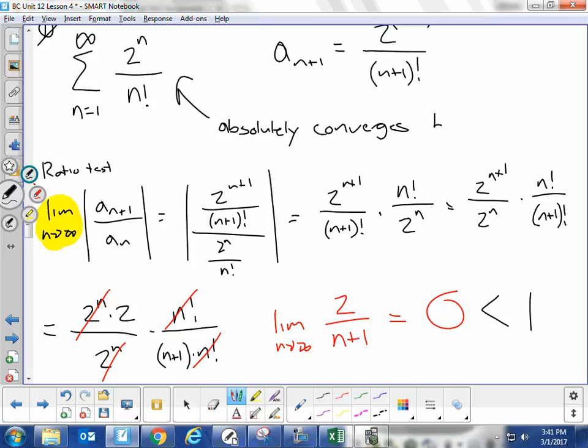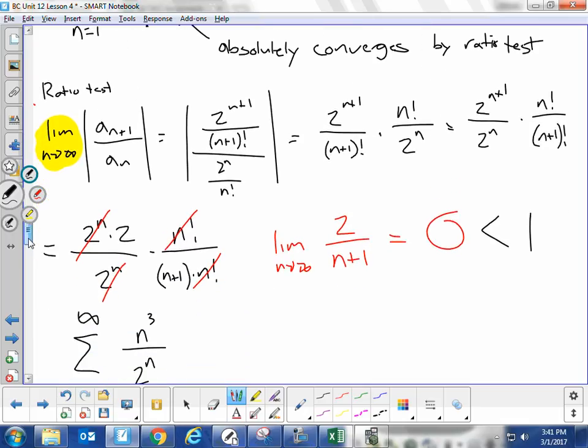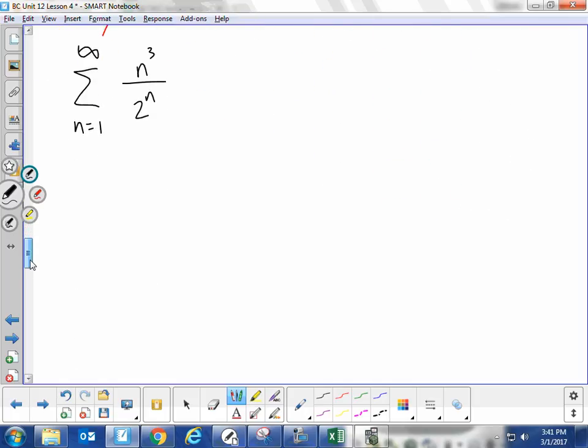by the ratio test. Okay. Pretty involved process, but it's what we have to do when we deal with something like this, which can't be compared to a p-series. It can't be compared to a geometric series. Let's look at this one. Now, I know that 2 to the n does grow faster than n cubed, but the question is, does it grow fast enough for this series to converge?